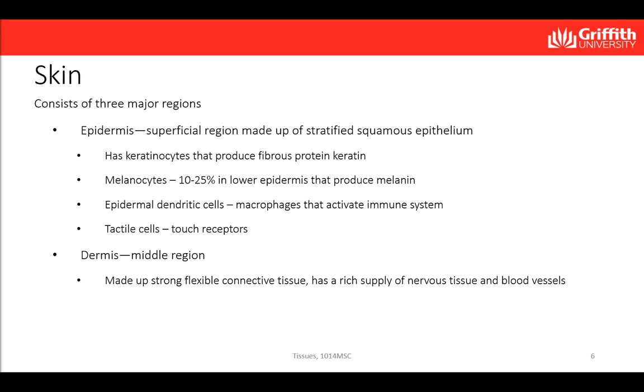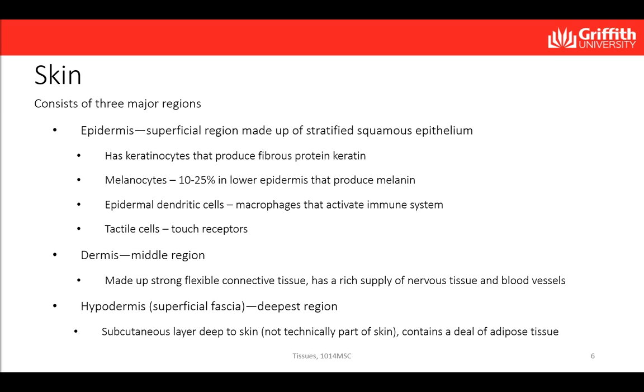The dermis is the middle region of the skin. It is made up of strong, flexible connective tissue and has a rich supply of nerves and blood vessels. And finally, the bottom layer, the hypodermis, is the deepest region and contains mostly adipose tissue.